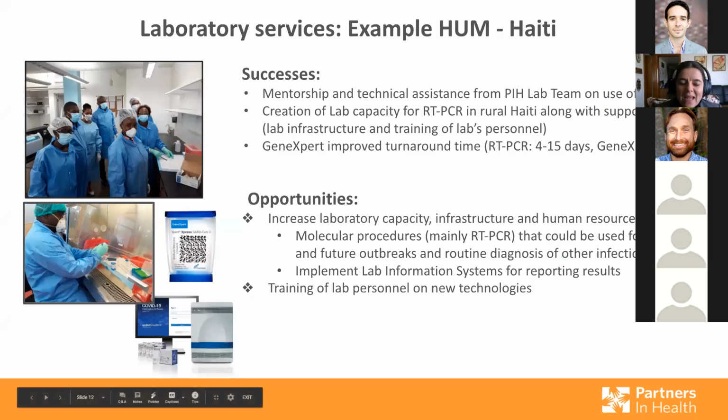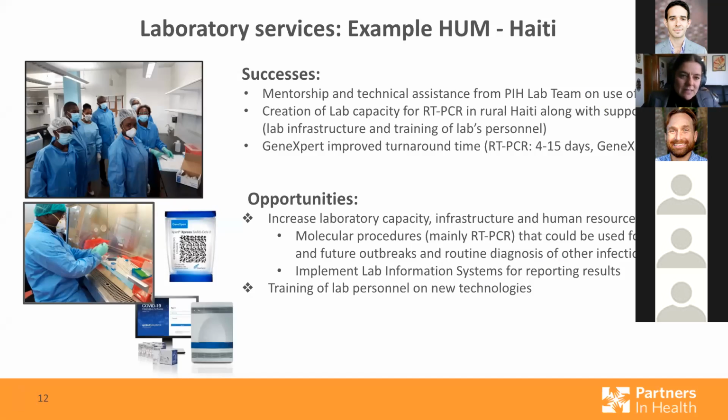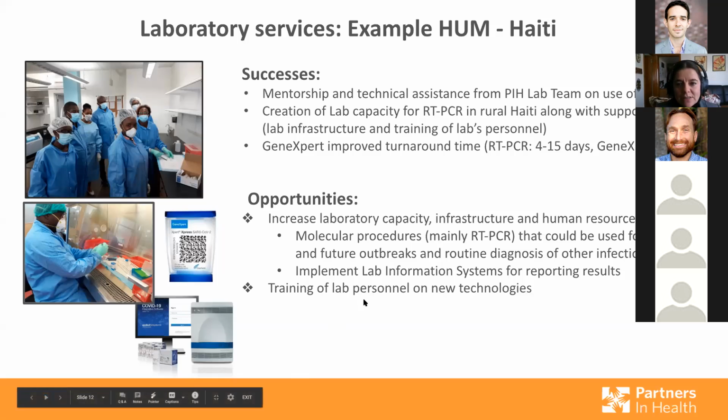And we can say we also had some successes. One that I want to point out is that we provided mentorship and technical assistance for all our PIH supported sites in Africa, Haiti, and Peru. We created lab capacity for RT-PCR in rural Haiti, in collaboration with the Ministry of Health, who helped us with the training of the lab personnel. At the very beginning we also used the GeneXpert for SARS-CoV-2, and the use of those cartridges improved the turnaround time.